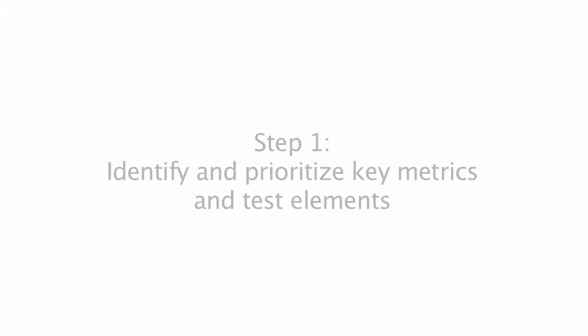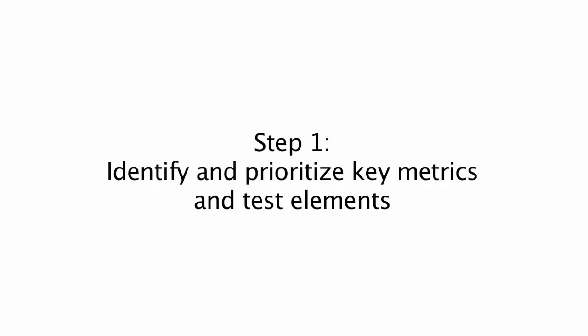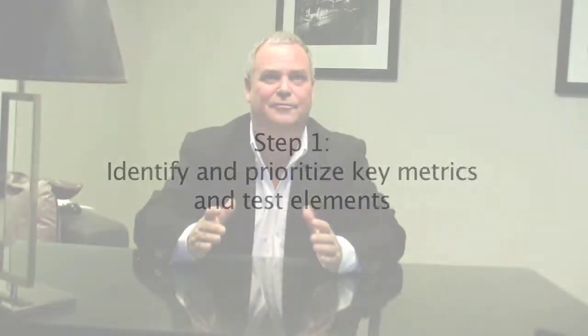Step 1, identify and prioritize key metrics and test elements. Firstly, you need to identify the key performance metrics that will be driving response in sales. Things like creative executions, offers, and media selection. You might also need to test a couple of offers or call to actions. Work with your IT team to ensure that all the elements you need to measure and track can be captured through whatever customer relationship management or CRM system you're using.